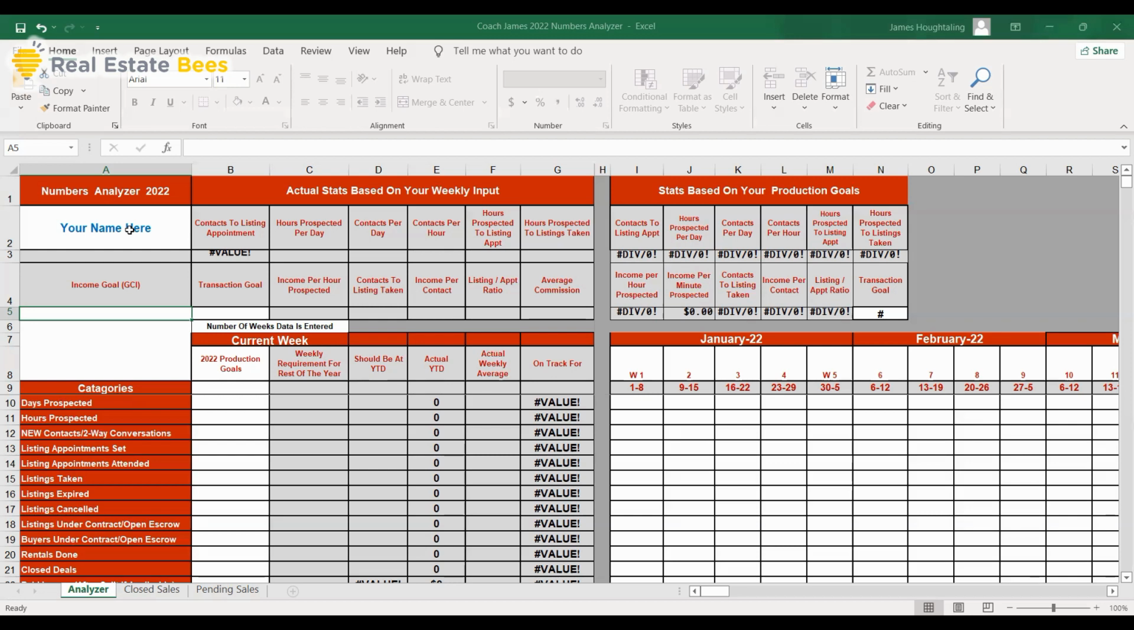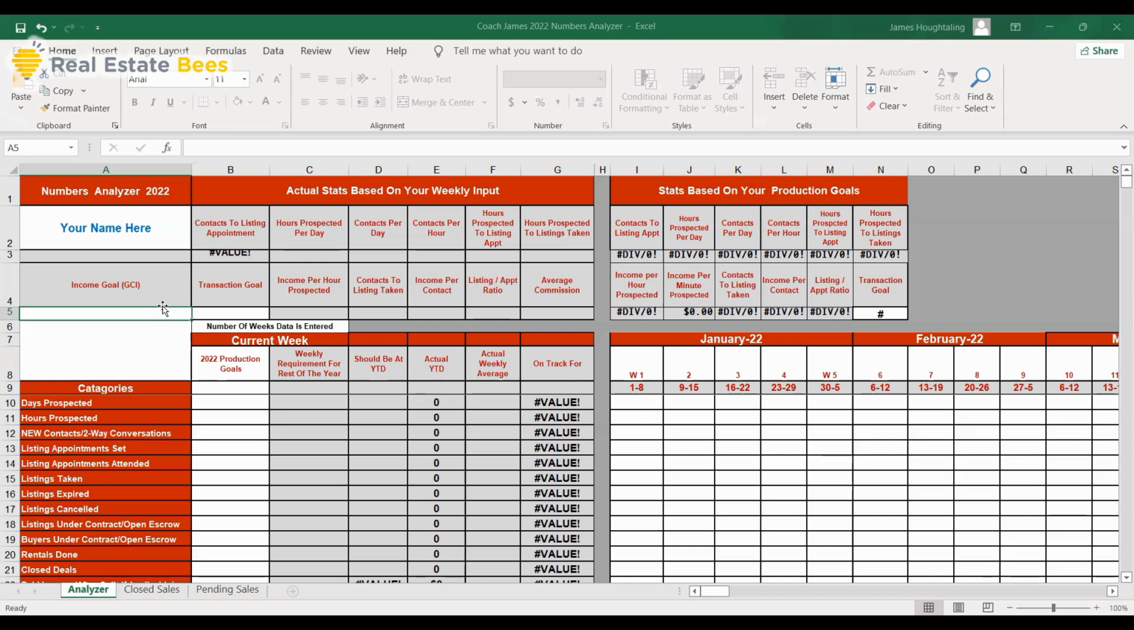So one other thing too, you're only filling in the white cells. Okay. So anything that is red or gray, these are locked cells. So you can't put anything in them. All right. They will automatically fill in and calculate as you put data into this.